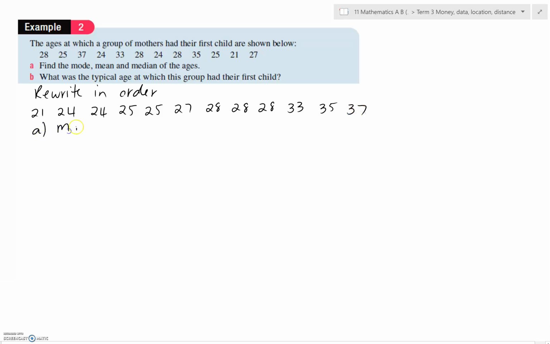So the mode. The mode is the most occurring. So if we have a look at that, 28 is the one that occurs the most. So our mode in this case is 28.